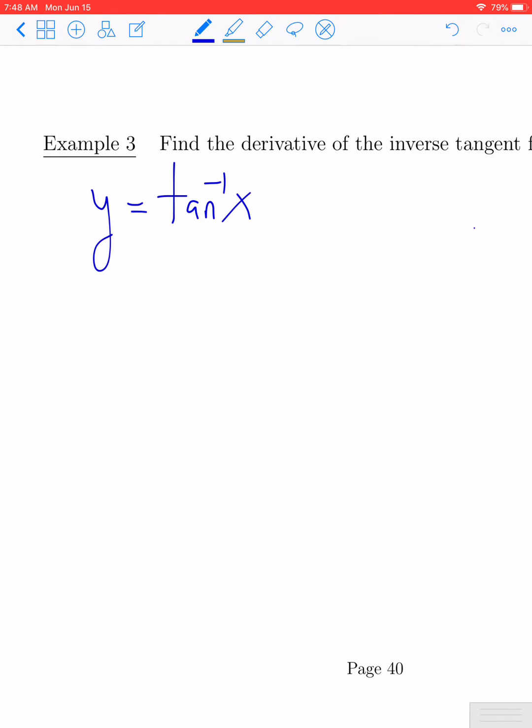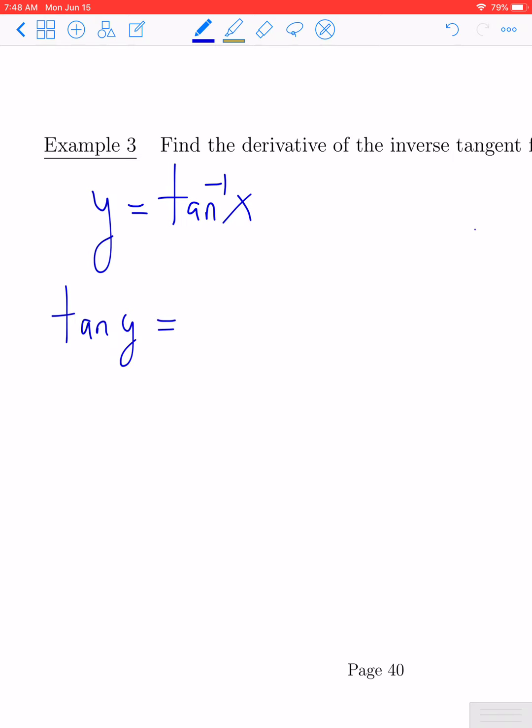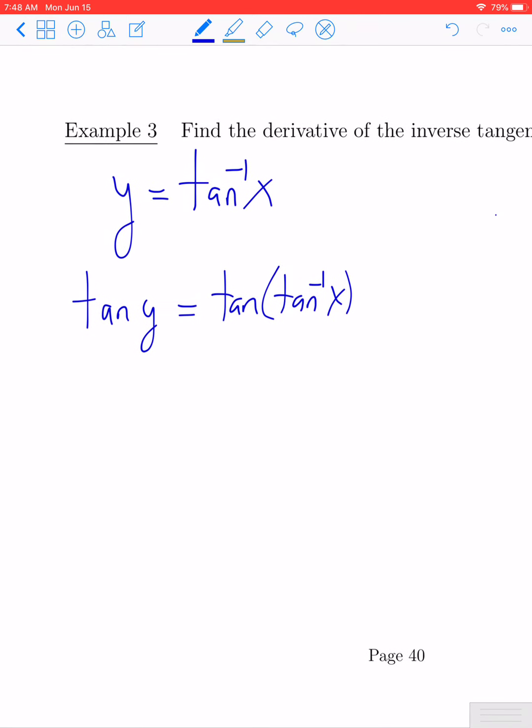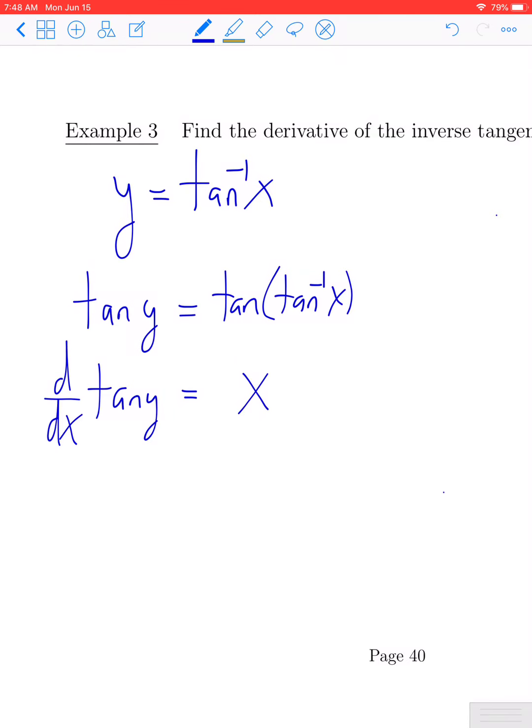the implicit differentiation. So I start with this, I'd say, okay, I don't know right now a formula for the tangent inverse, but I do know a formula for the derivative of the tangent. So let's begin by taking the tangent of both sides. So the tangent of y is equal to the tangent of the tangent inverse of x. Because of their inverse nature, I know that the tangent of the tangent inverse is simply going to produce x. And now from here, let's go ahead and take the derivative, because we know from previous stuff the derivative of the tangent function.